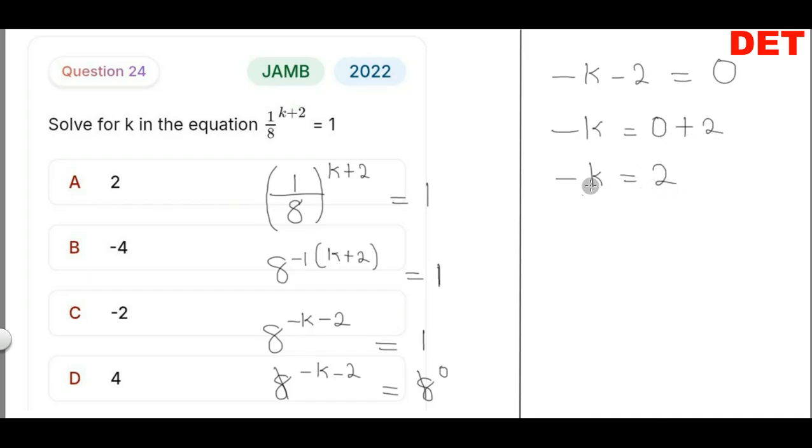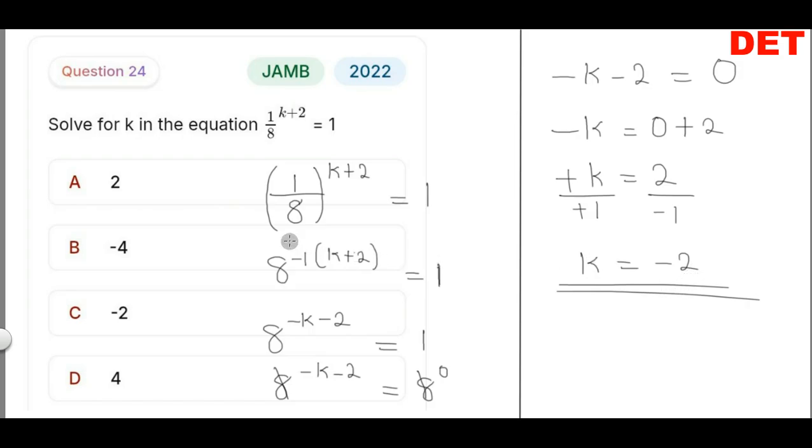The next thing I'm going to do is to remove this minus sign, because the question says solve for k in the equation. So I'm looking for k, not -k. To remove this minus sign, I will divide both sides of the equation by -1, so that this minus sign cancels out this minus sign. So k divided by 1 gives me k, equal to 2 divided by -1, which gives me -2. This is my value for k.